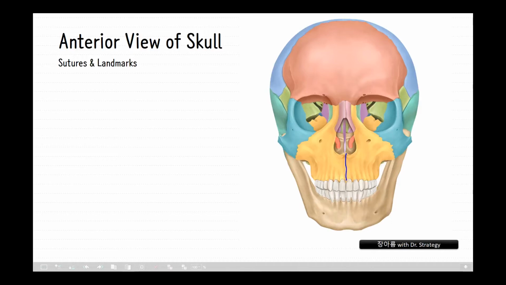Landmarks at the anterior view of the skull, because we have discussed the sutures inside of the orbit formally, so they will be skipped. First, there is a frontal nasal suture between the frontal bone and the nasal bone.